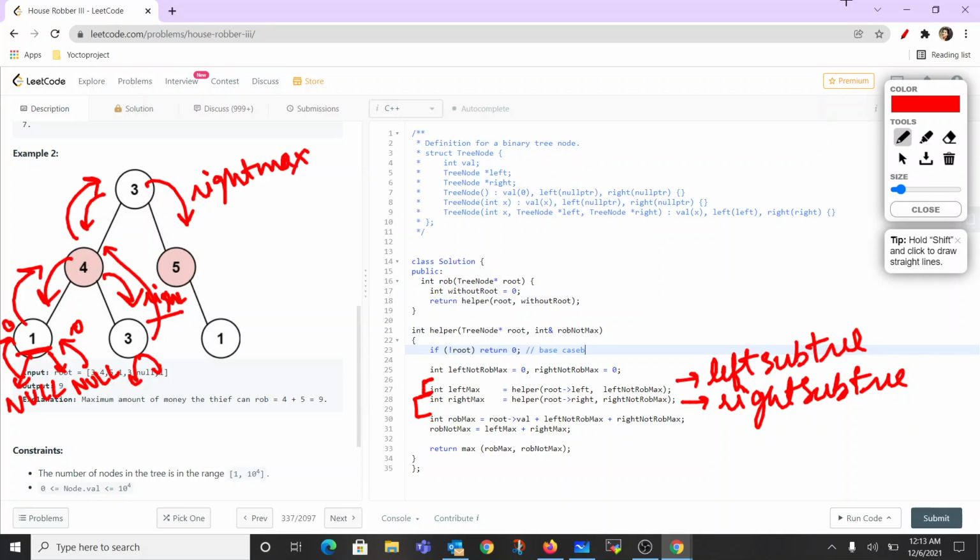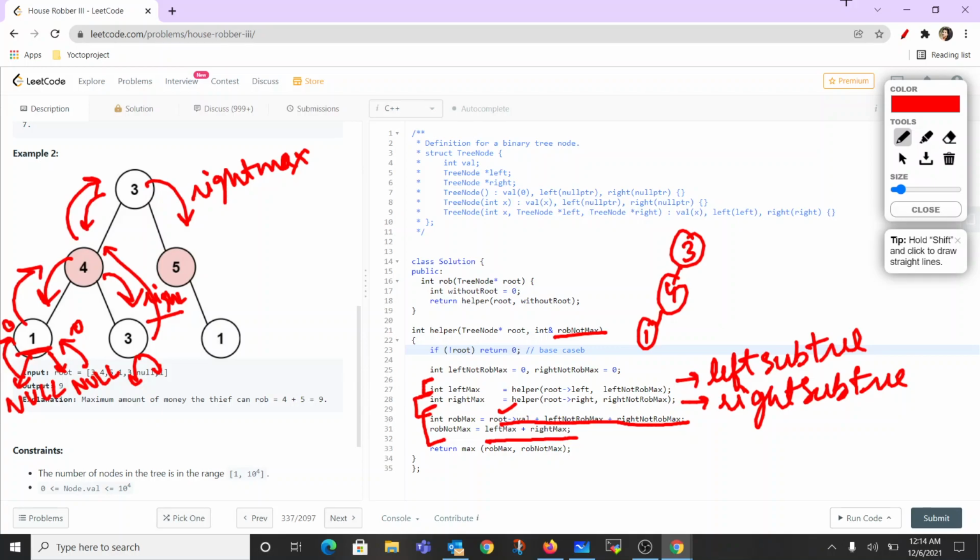But in these cases, we are having these two things also, which are indicating including the present node and grandchildren, and including the children. So if we are robbing the present root node, then we are including this root value plus left not drop max and right not drop max. So this left not drop max and right not drop max would be having this value only, like if we are having this 3, 4 and 1, right?